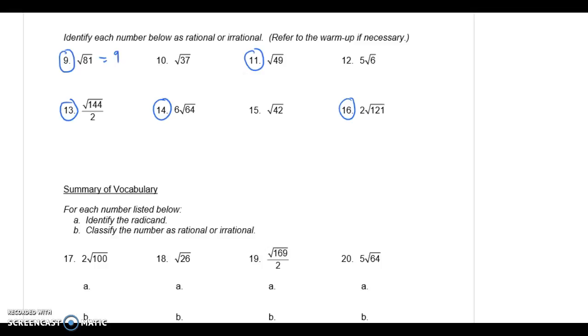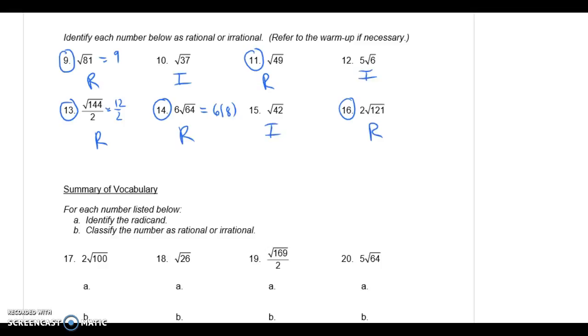If I take the square root of 144 over 2, I can write that as 12 divided by 2. That's a rational number. If I have this number here, 6 root 64, I can write it as 6 times 8. That's 48. We can write it as 48 over 1. So all of these are rational numbers because the number underneath the square root, the radicand, is a perfect square. The rest of them are irrational numbers.